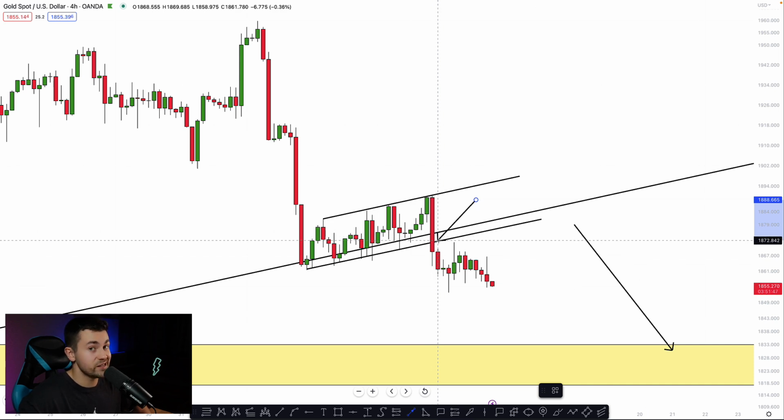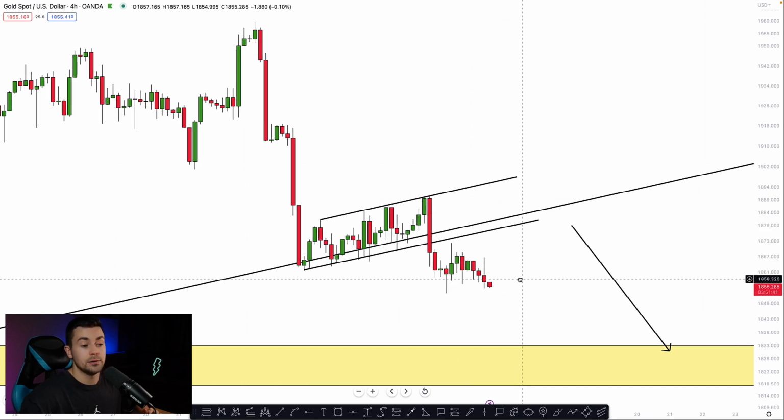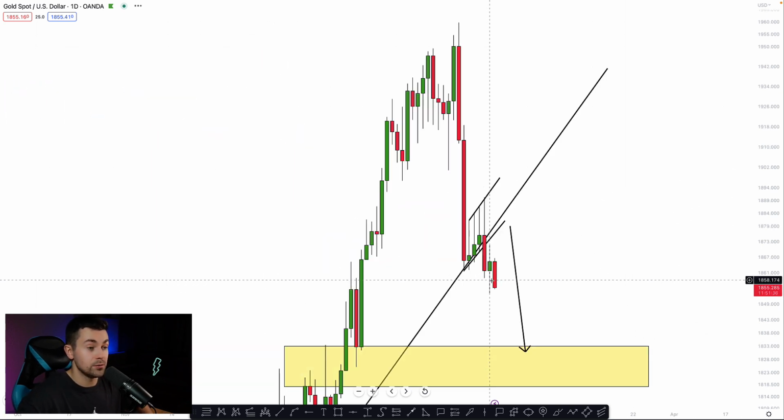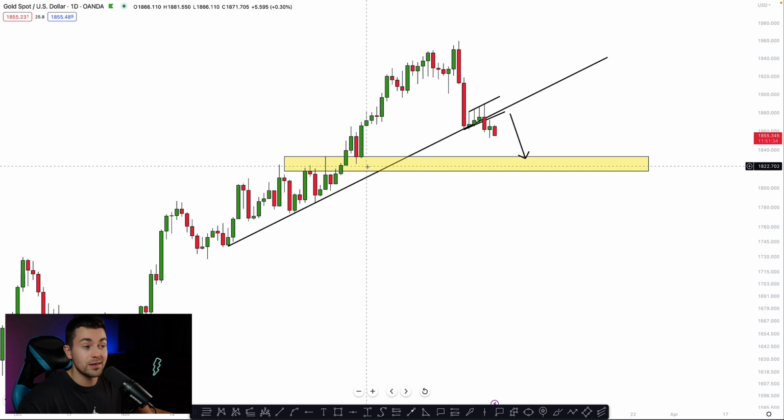And that was the exact trigger for us to short. And after some pullback, we were rejected again, and now gold looks bearish. So this week we are expecting a bearish continuation, and so far that is the closest structure that we spotted.